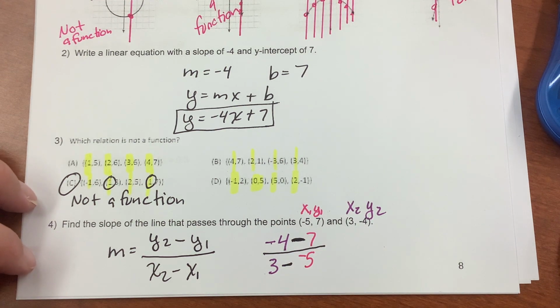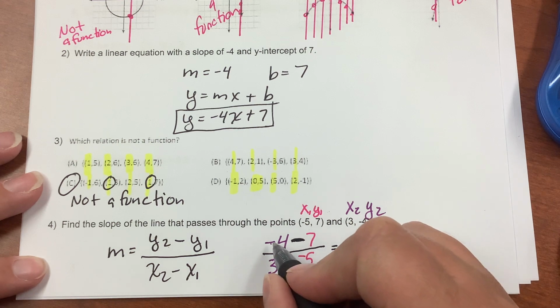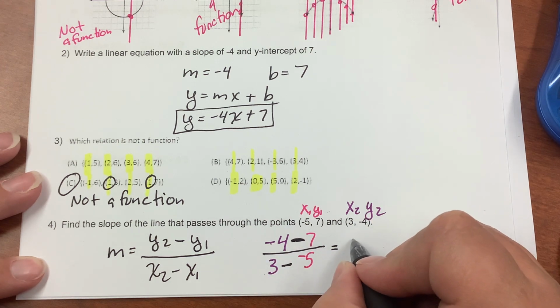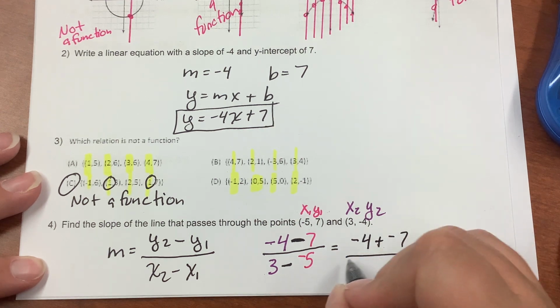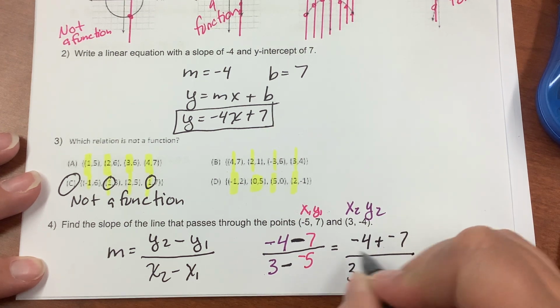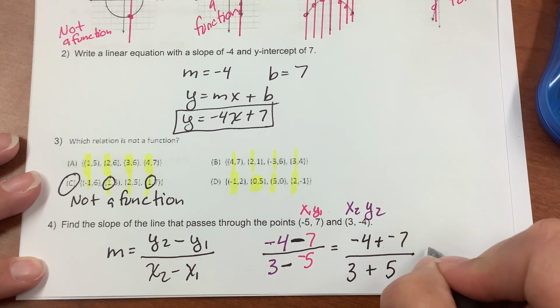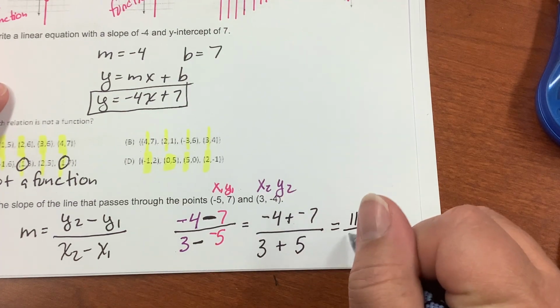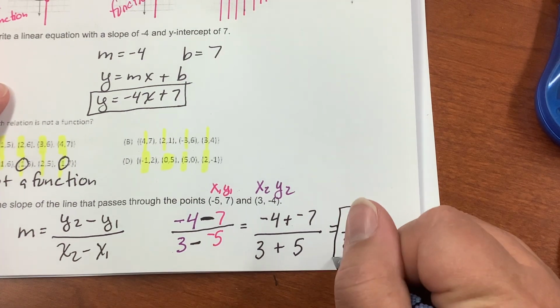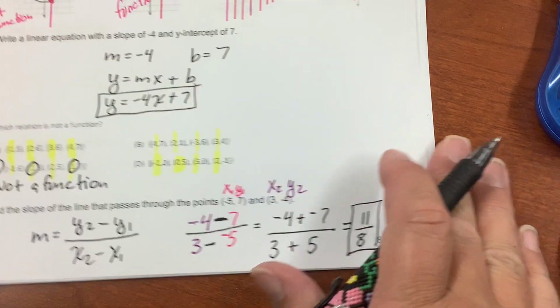Ugh, I don't like that. I'm going to rewrite it and change it into adding negatives. So keep, change, change. -4 + -7 over 3 + 5, keep, change, now that sign changes to +5. All right, 4 + 7 = 11. 3 + 5 = 8. So my slope is 11/8. That's a weird slope, but I'm going to keep it, it's fine.